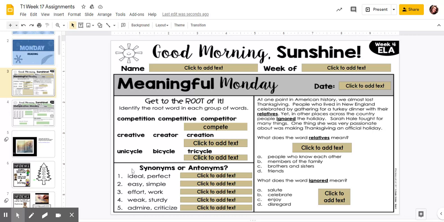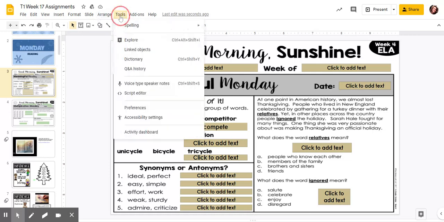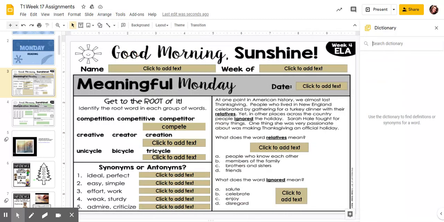Once again, you have synonyms and antonyms. So ideal and perfect, easy, simple, effort, work, weak, sturdy, admire, criticize. If it's a synonym, put an S or write synonym. That means that they're the same or nearly the same. And if it's an antonym, write A or antonym, and that means that they are opposites. If you're not sure about what the word means, remember, you can go to tools and dictionary, and then you can type the word in the search.